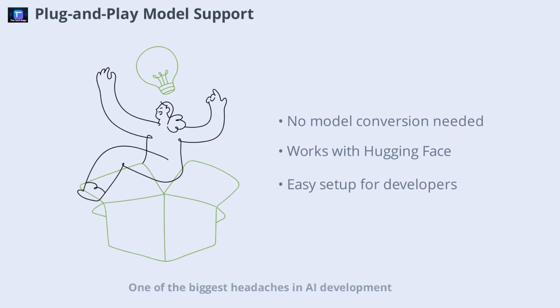One of the biggest headaches in AI development is dealing with model conversions and compatibility issues. oLLM eliminates this problem by offering plug-and-play support for Hugging Face models. There's no need for weird conversions or complicated setup processes. Just point oLLM at your model, and you're ready to go. This ease of use makes oLLM a favorite among developers who want to focus on building, not troubleshooting.